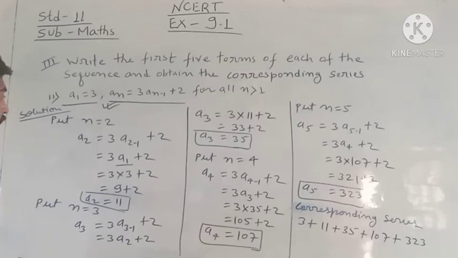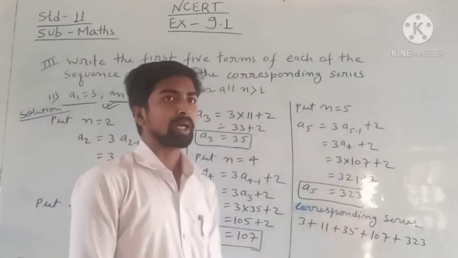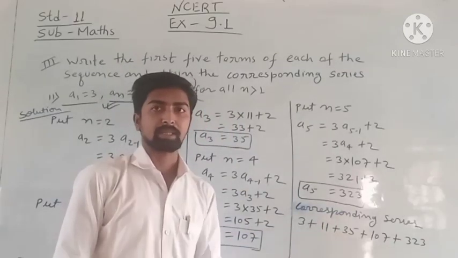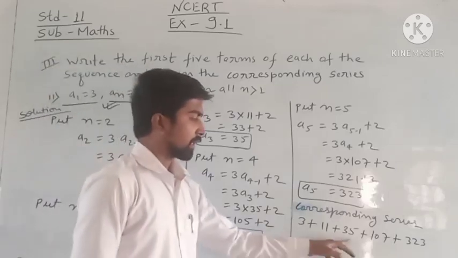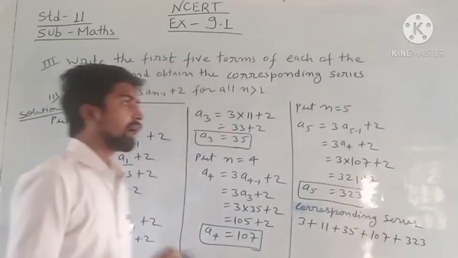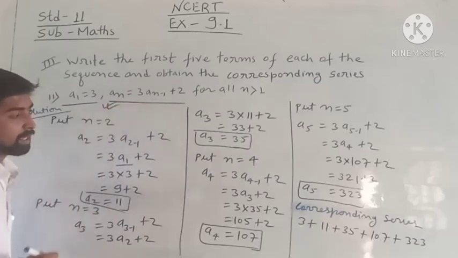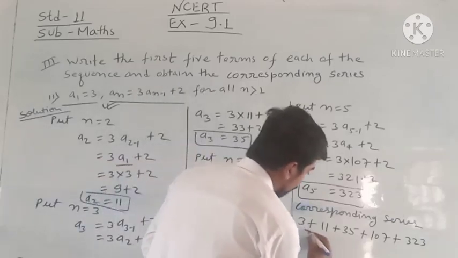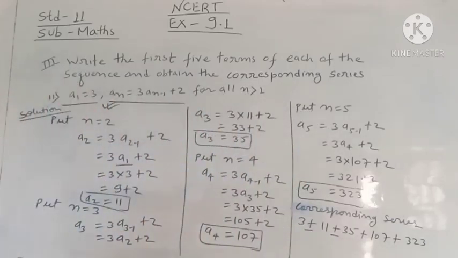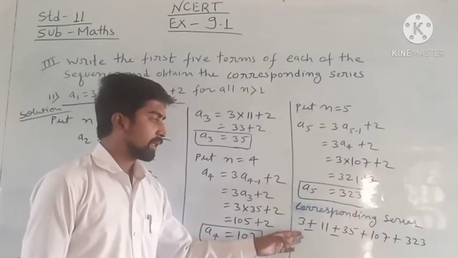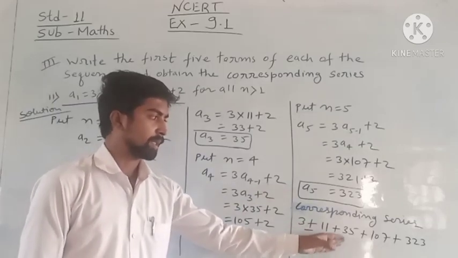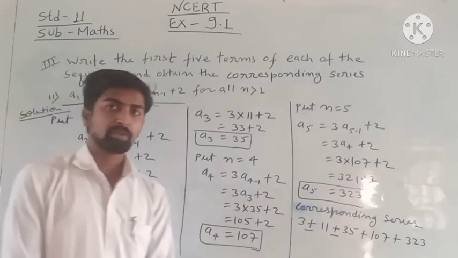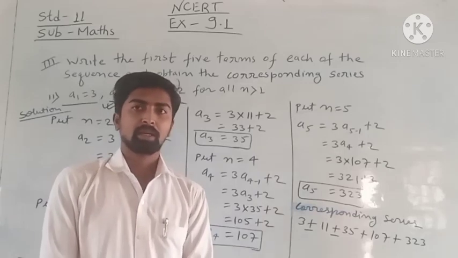Because we have already learned, if sequence is given, then by joining the terms of sequence, we can find series. 3, 11, 35, 107 and 323 are 5 terms of this sequence, and by putting plus symbol between terms of sequence, we have got corresponding series, which is 3 plus 11 plus 35 plus 107 plus 323. In this way, you can also solve other questions.